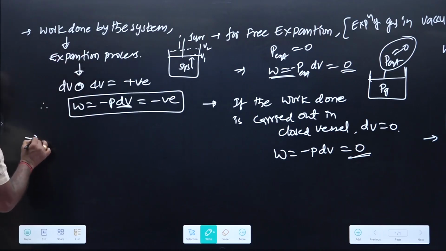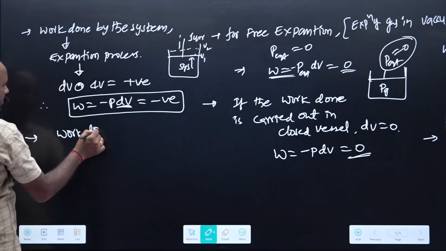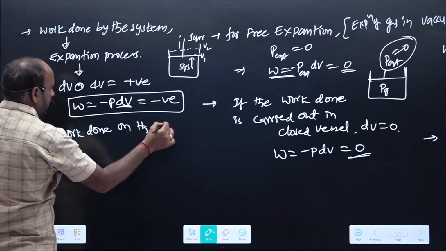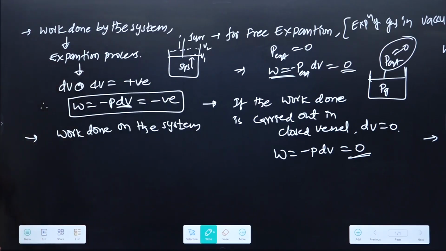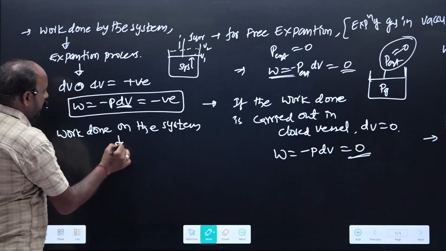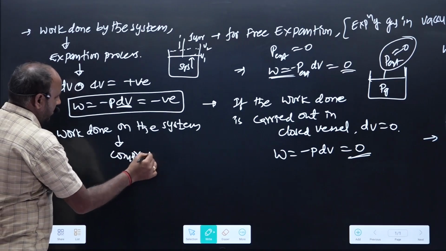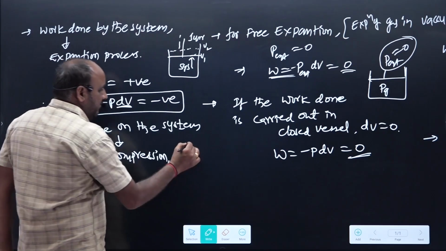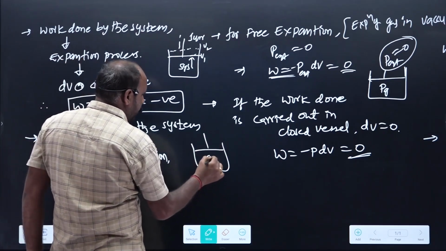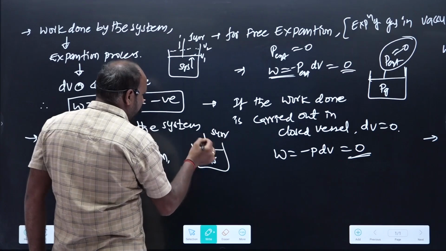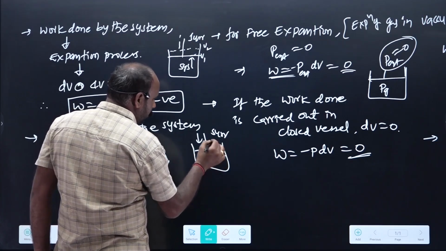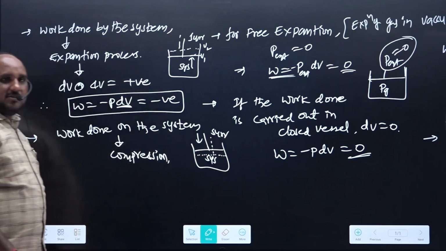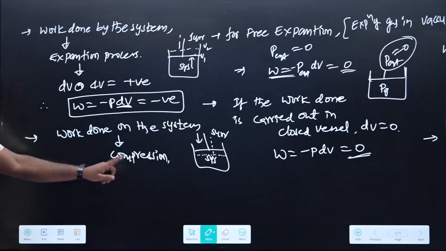So next, work done on the system. What about work done on the system? What about that process? Compression process, right? If we consider the system, this is the system, this is the surroundings. Work done on the system means the external force will be very high, therefore the piston will move down. This time the volume is decreasing or increasing? Decreasing, right? So lower volume minus higher volume.